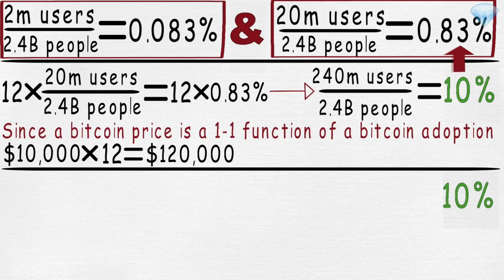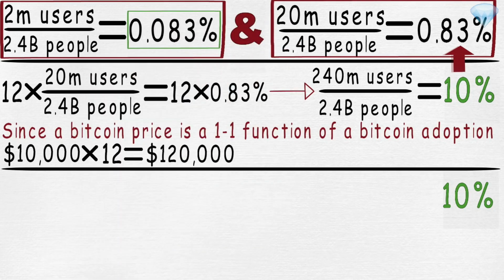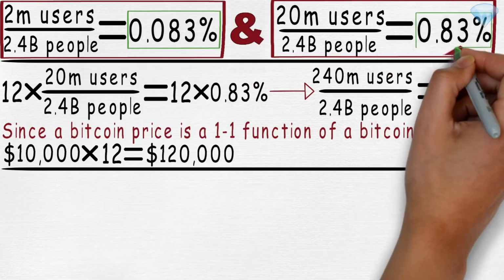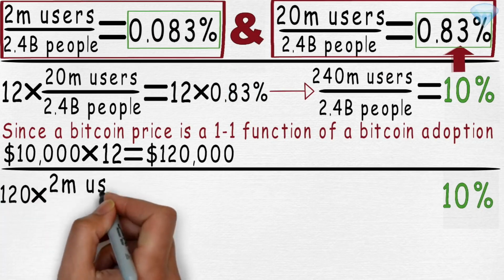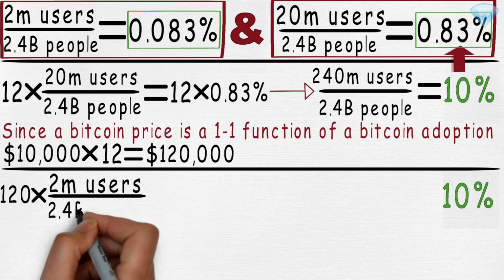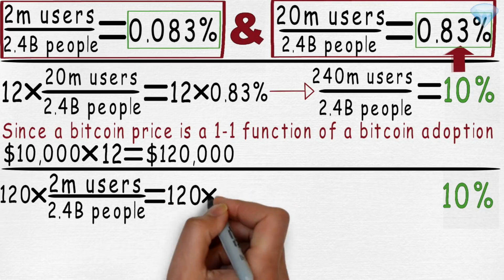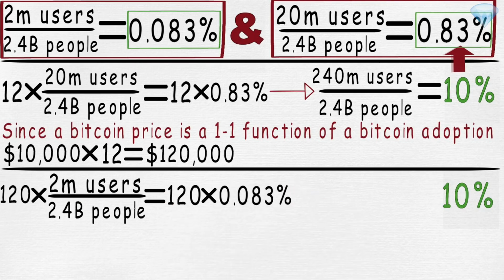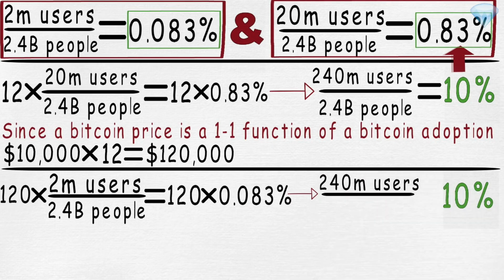To get 10%, now we will have to multiply not by 12 but by 120, because 0.083% is 10 times smaller than 0.83%. So 120 multiplied by 2 million users divided by 2.4 billion people of target sample equals 120 multiplied by 0.083%, which implies 240 million users divided by 2.4 billion people of target sample equals 10% respectively.